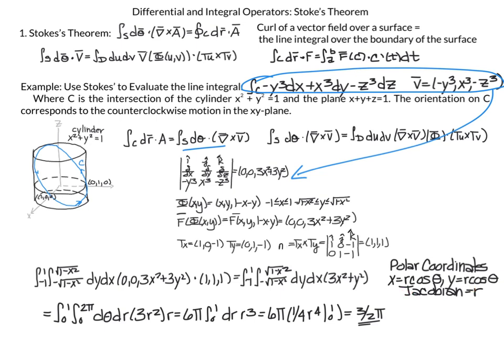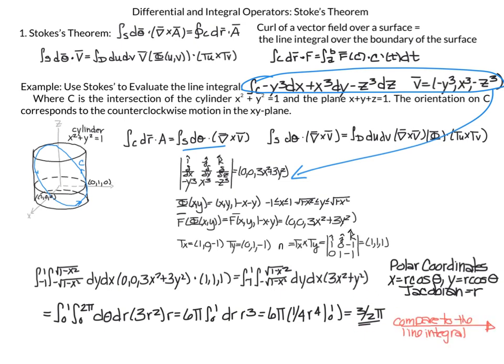So what I have is the integral from 0 to 1, that's my limit on r, 0 to 2 pi is my limit on theta, and then I have 3x squared plus 3y squared, so that's simply 3r squared. And then I also need to multiply by my Jacobian r. So that's going to give me 6 pi, integral from 0 to 1 of r cubed dr, which is 6 pi times 1/4 r to the 4th evaluated at 1 and 0, which gives me 3/2 pi.